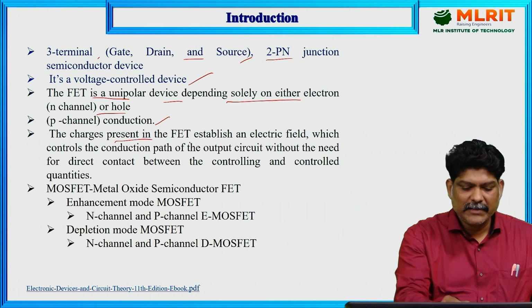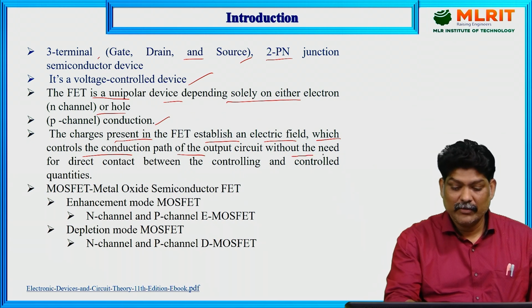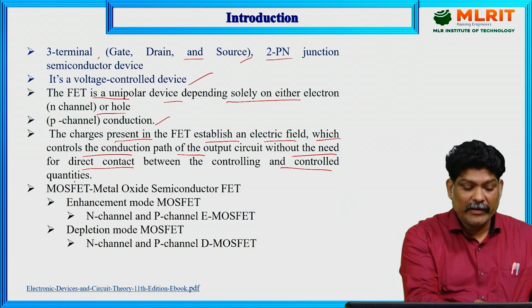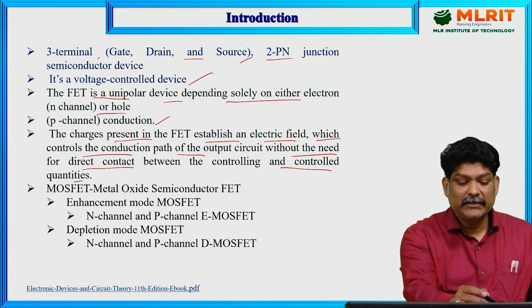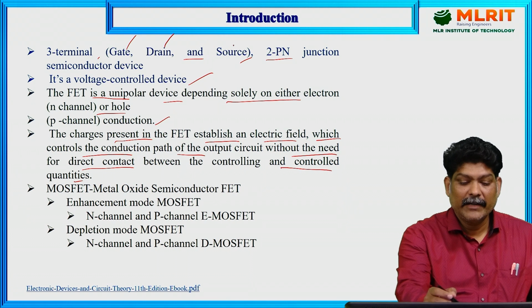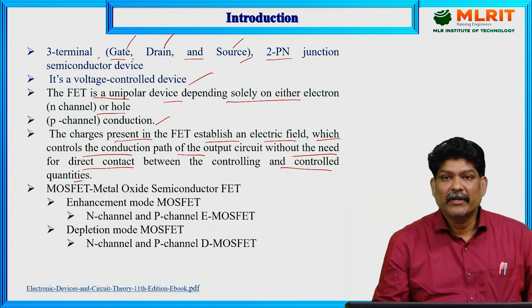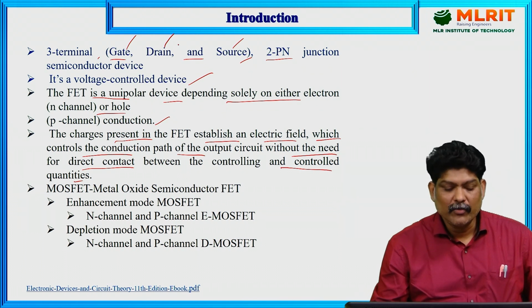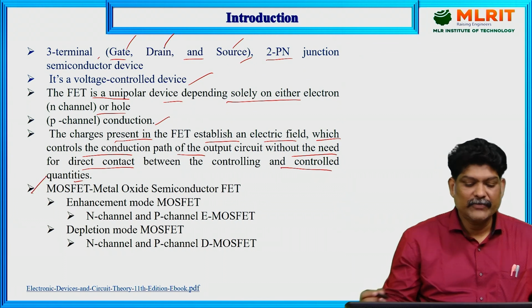The charges present in the FET establish an electric field which controls the conduction path of the output circuit without the need of direct contact between controlling and controlled quantities. Here, controlling means, we have 3 terminals, gate, drain and source. The gate voltage is the controlling parameter and the drain current, the output current ID, is the controlled quantity. Okay, so let us see the MOSFET.